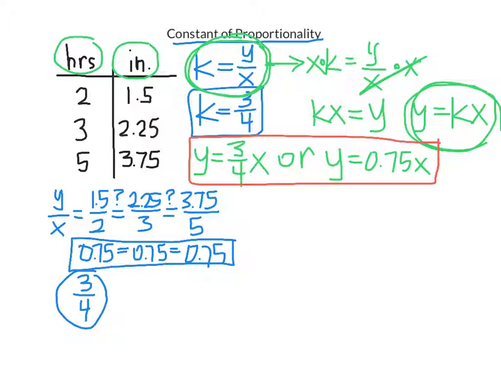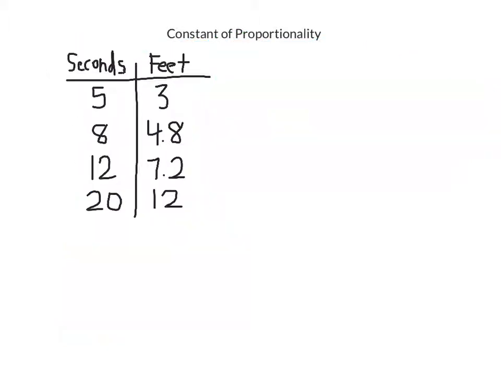Now let's look at another example. Let's say that you have this little boat that you've made, and you decide to float it down the gutter, and it's traveling at a certain rate. After 5 seconds it's covered 3 feet, and after 8, 4.8 feet. After 12 seconds, 7.2, and after 20, 12 feet.